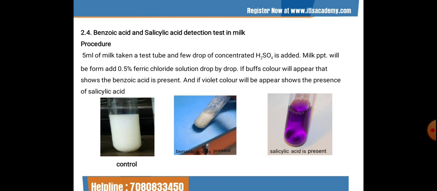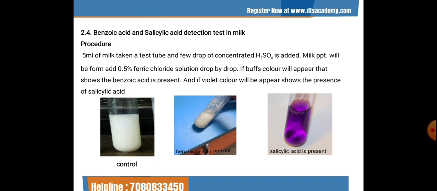The next is the benzoic acid and salicylic acid detection test in milk. We have to take 5 ml of milk in a test tube and add a few drops of concentrated H2SO4. If a precipitate is formed, add 0.5% ferric chloride solution drop by drop. If buff color appears, that shows benzoic acid is present, and if violet color appears, it shows the presence of salicylic acid.